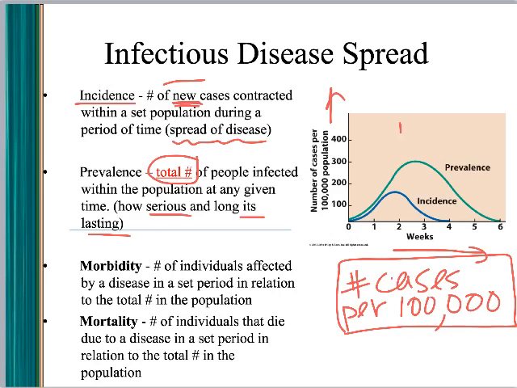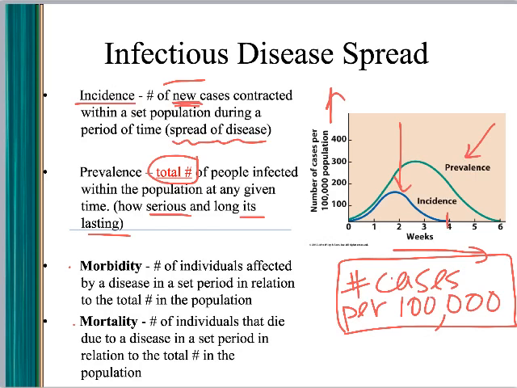Okay, so on this graph you can see the incidence, so the number of new cases. Okay, and then over here we have prevalence. So prevalence is how long it's lasting. So we don't have any new cases after week 4, but some people still have it. Okay, so it's lasting a couple weeks.